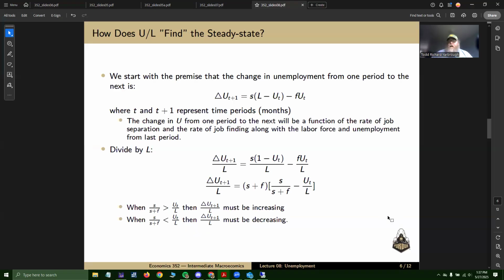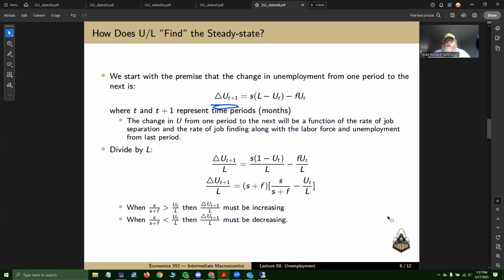So we can go through a fairly simple numerical example to show how things would go to the steady state. The basic idea here is if we think about unemployment as a change variable, so to what extent did unemployment change from period T to period T plus one? That's going to be the change in unemployment in time period T plus one.